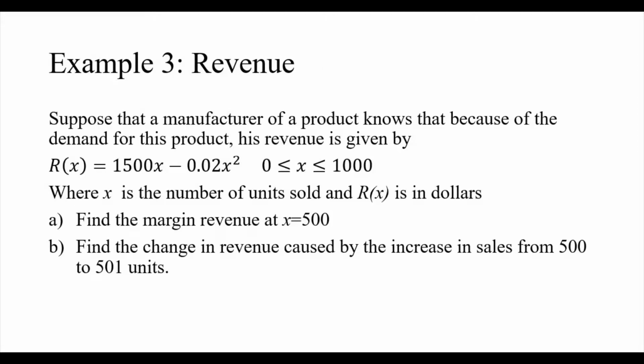Suppose that a manufacturer of a product knows that, because of the demand for this product, his revenue is given by R of x equals 1500x minus 0.02x squared, where x is between 0 and 1000. That means he can only produce 0 to 1000 units, where x is the number of units sold and R of x is in dollars. We want to find the marginal revenue at x equals 500. We also want to find the change in revenue caused by the increase in sales from 500 to 501 units, and compare the two.